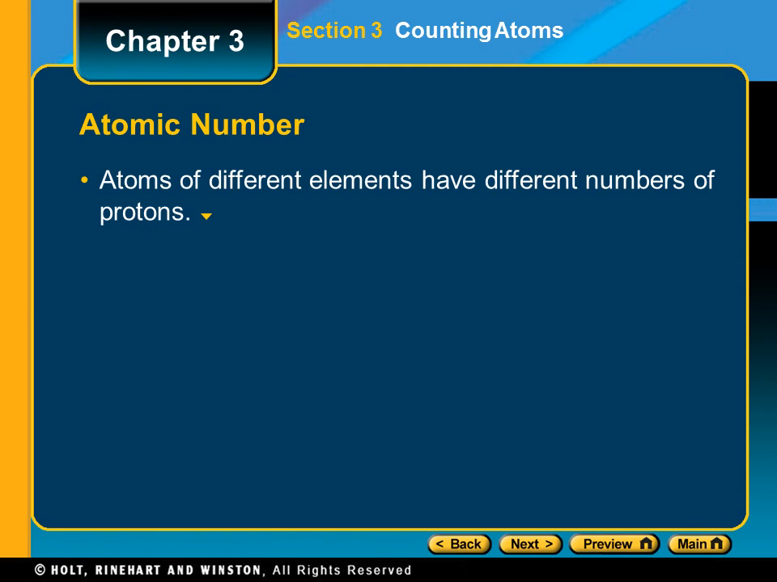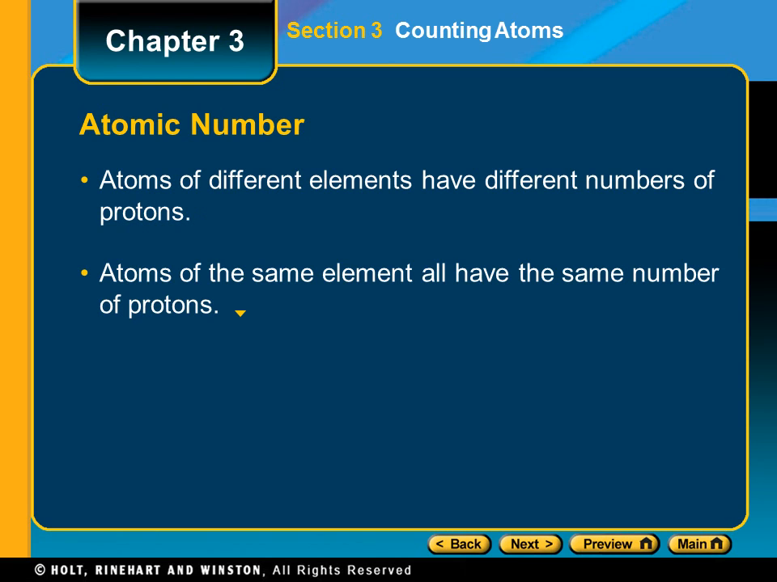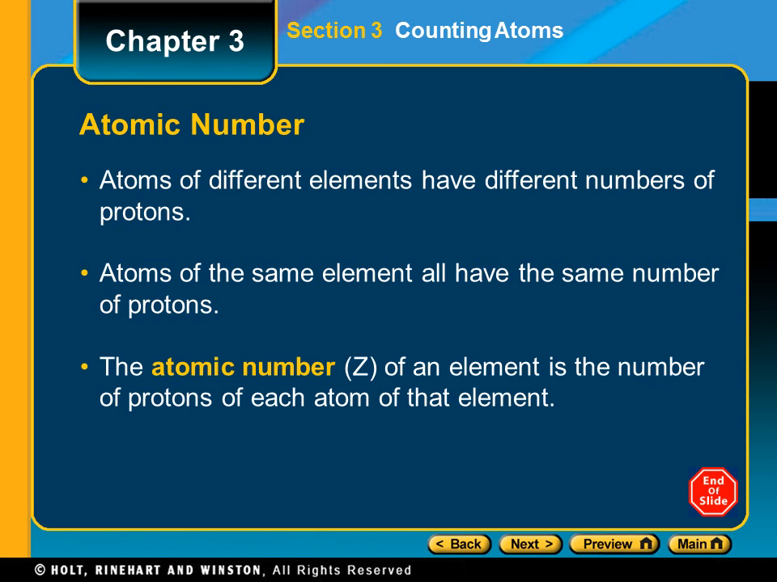All right, the atomic number. Atoms of different elements have different numbers of protons. We've already covered that. Atoms of the same element all have the same number of protons. Oxygen will always have the same atomic number. It will always have the same number of protons. This is a principle in chemistry you're going to have to get down. The number of electrons can change, the number of neutrons can change, but the number of protons will always be the same. The atomic number of an element is the number of protons of each atom of that element. So atomic number and number of protons correspond to each other.